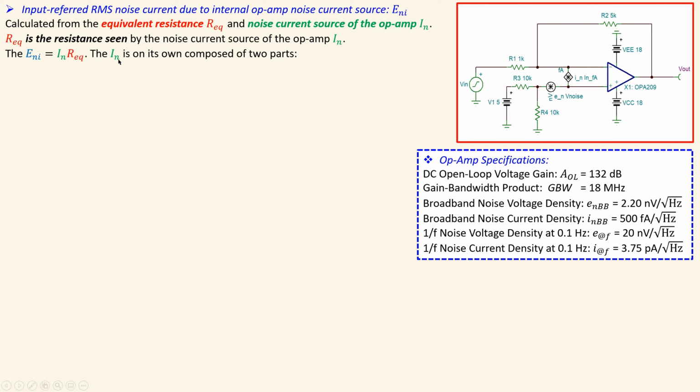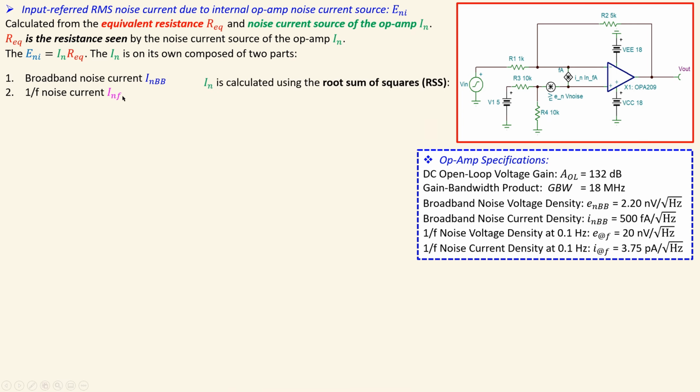But on its own, this IN is composed of two parts, as we also had for the noise current part: the broadband noise current and the 1/f noise current, both in RMS value. Then IN is calculated using the root sum of squares, using this formula again. So we need to again use this and then multiply that with the equivalent resistance. So let's do the step by step, the broadband noise first.